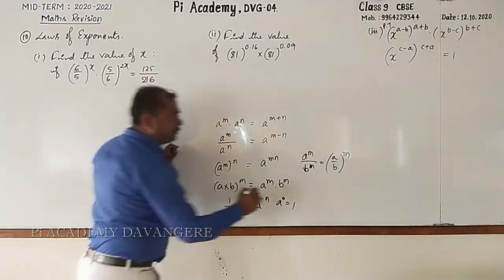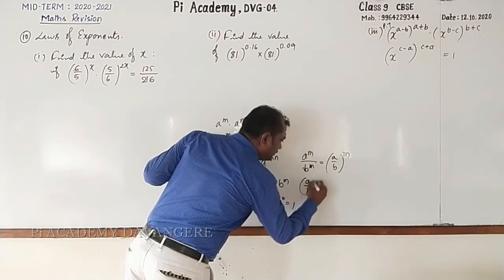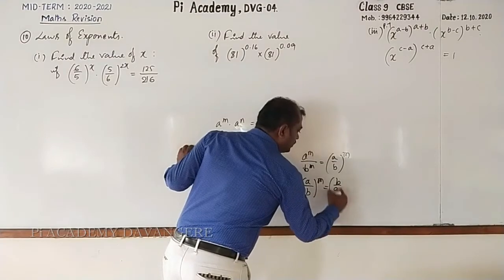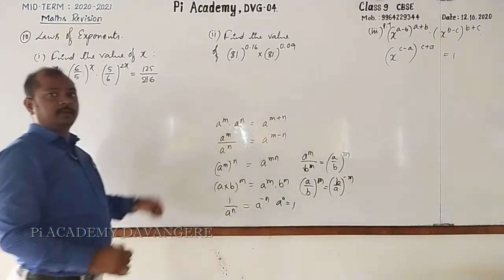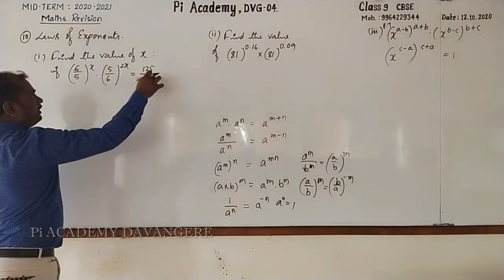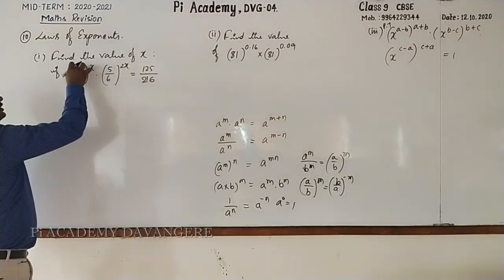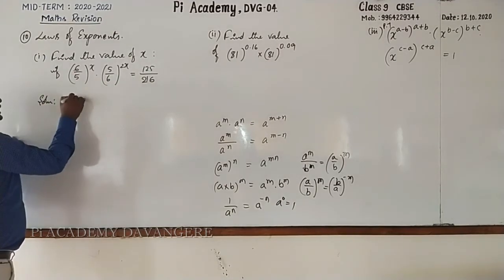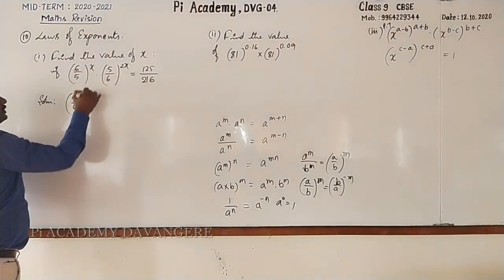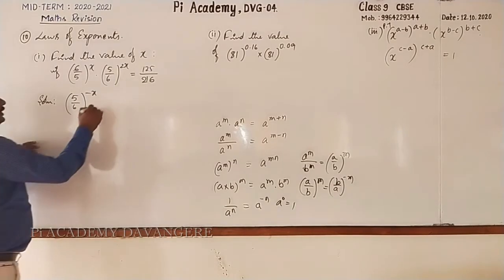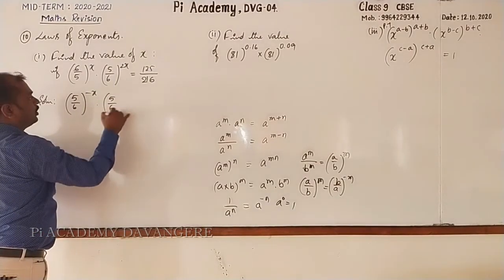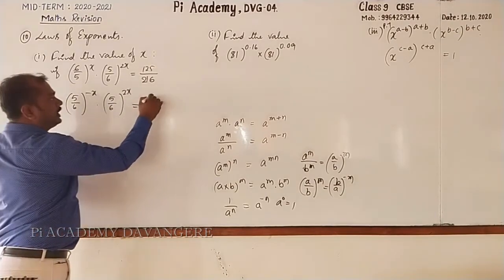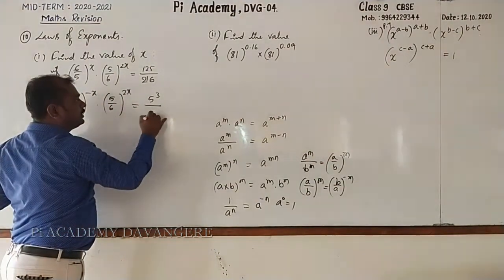We have one more important identity, that is, if a by b whole raised to the power m is there, this can be written as b by a whole raised to the power minus m. Here this is 5 and 6, here 5 by 6. I am going to write the solution directly. It is 5 by 6 whole raised to the power minus x into 5 by 6 whole raised to the power 2x, which is equal to 125 can be written as 5 cube, 216 can be written as 6 cube.